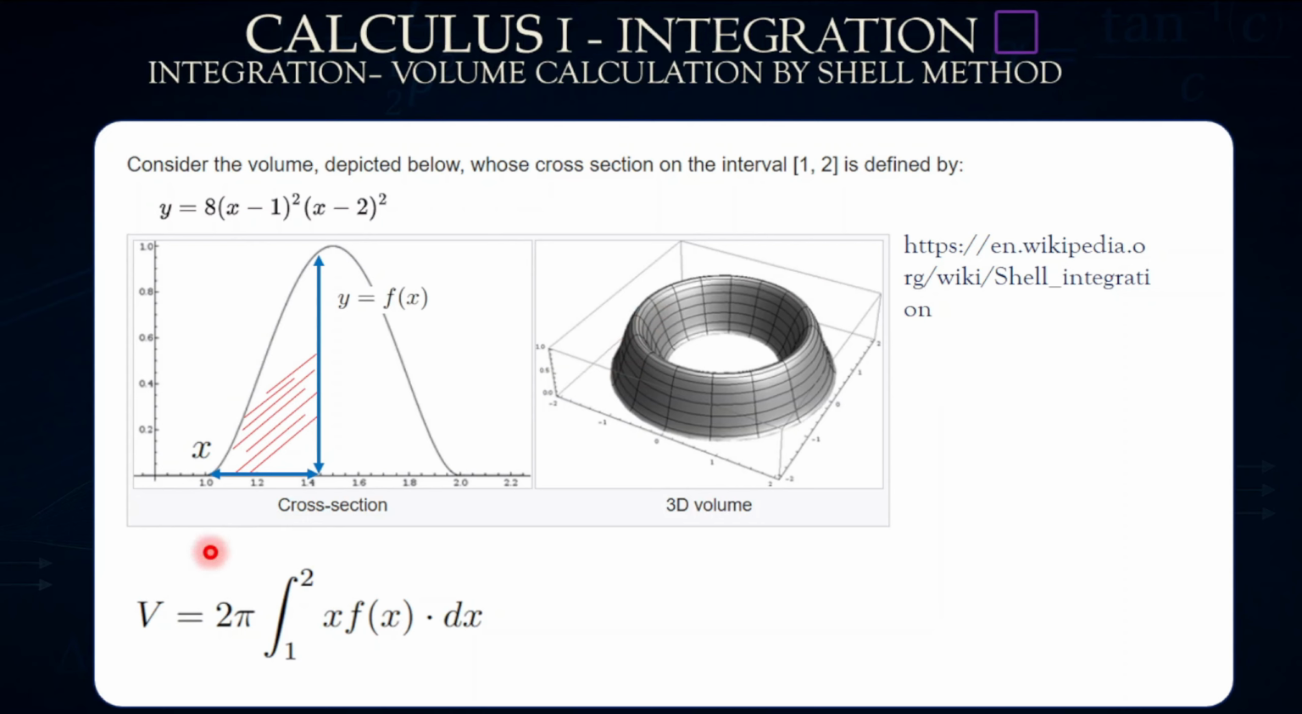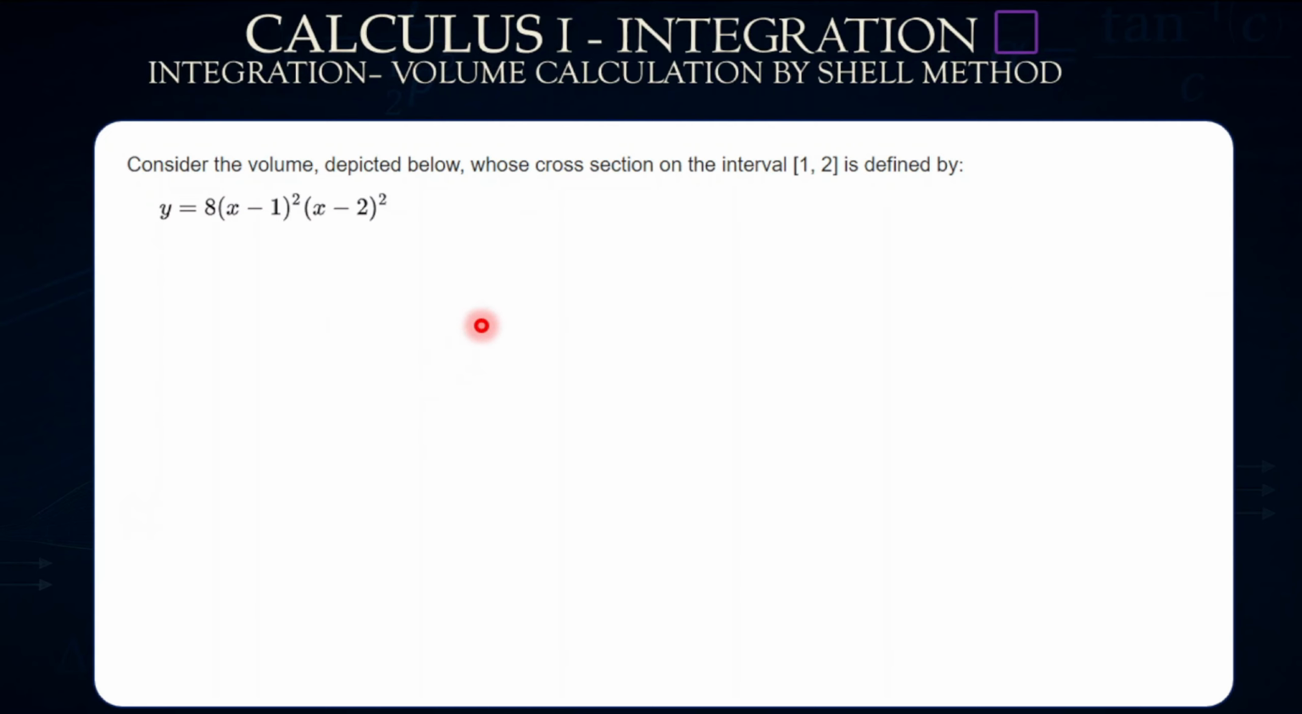So the formula for an area revolving around the y-axis is V equals 2 pi, and instead of r, you have the area, which is the sum here, in this case the integral from 1 to 2 of x, this is the x, multiplied by fx, which is the height of the strip, times dx. We are getting the area of this section and revolving it around the y-axis. So let's evaluate the volume for this function. You have at first y equals 8 times x minus 1 squared times x minus 2 squared. The volume is equal to 2 pi times the integral from 1 to 2 of x fx.